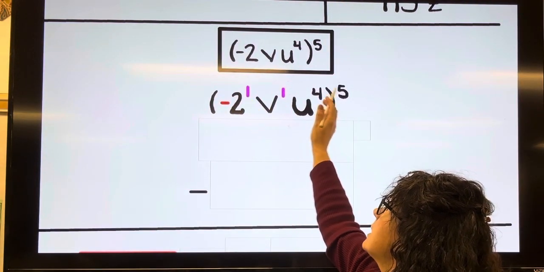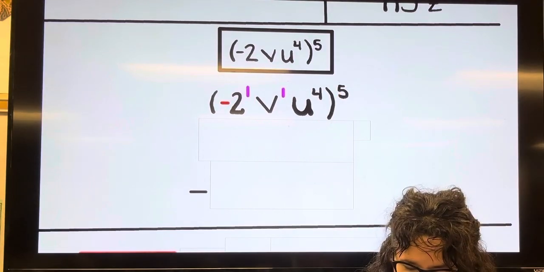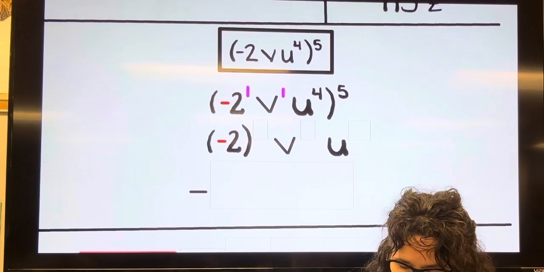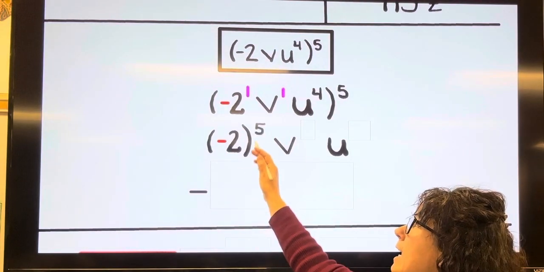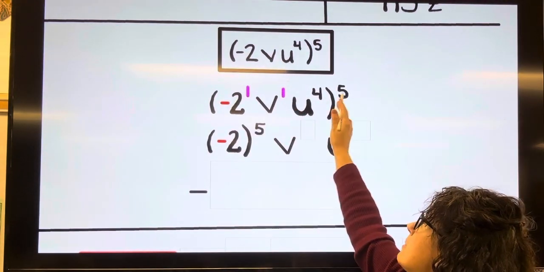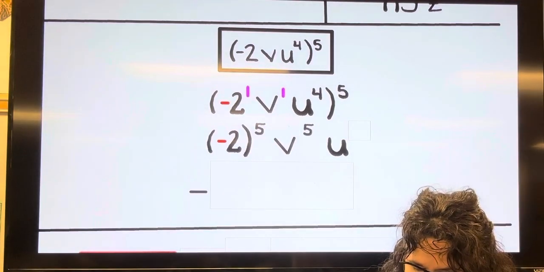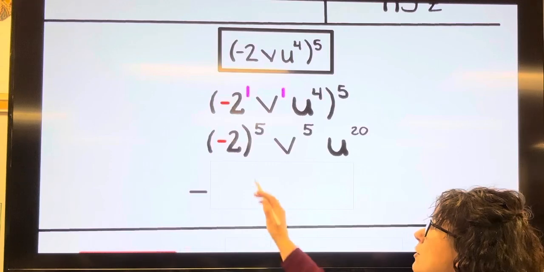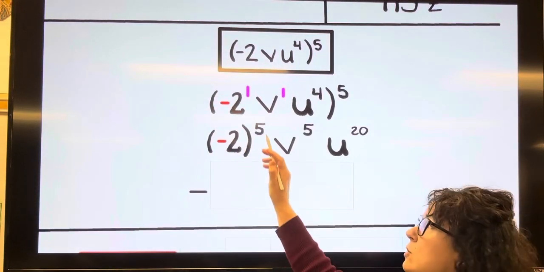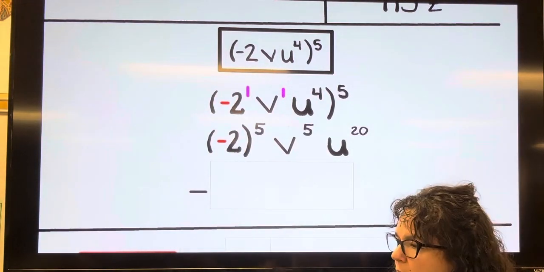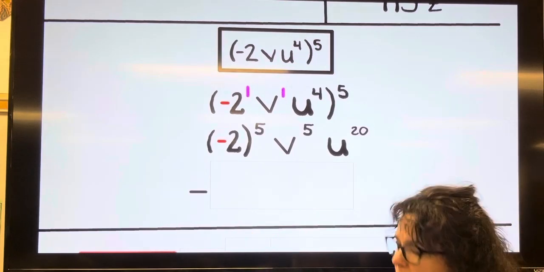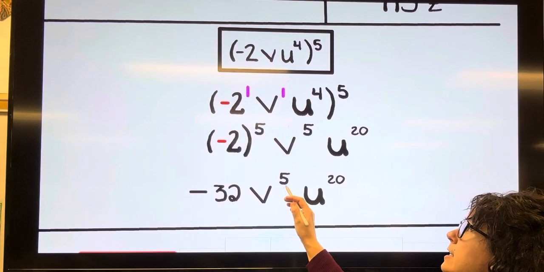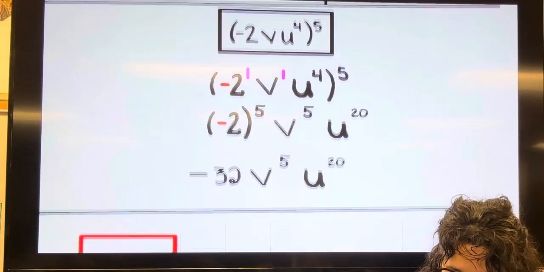Power to a power, 1 times 5 is 5. But this is -2 in parentheses to the 5th, not just plain -2 to the 5th. 1 times 5 is 5. And 4 times 5 is 20. And if you multiply -2 times -2 times -2 times -2, however many I said, 5 of those together, I end up getting -32, v to the 5th, u to the 20th.